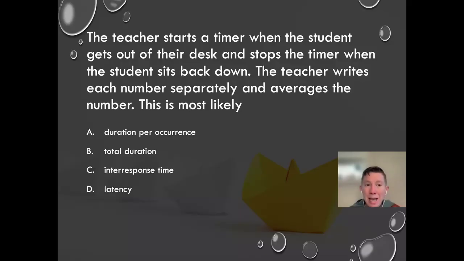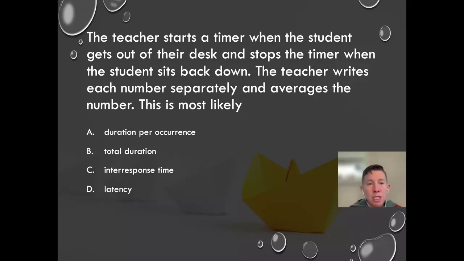The correct answer is A, duration per occurrence, and I'll tell you why. Latency would be the presentation of an SD and then timing between that SD and when the behavior is initiated. Inter-response time would be the time between one response and another.